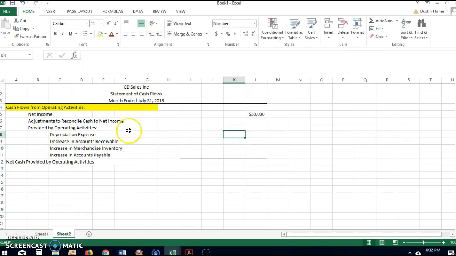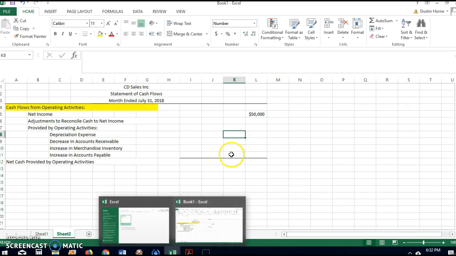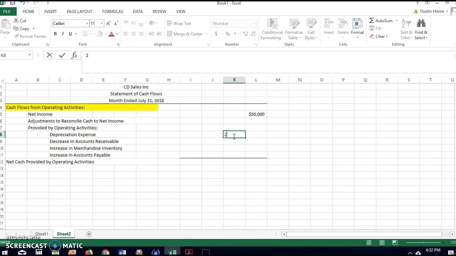Remember, depreciation expense. This expense has been subtracted out of the income already, but it does not affect cash. So we need to add it back, because we do not write a check or use cash to pay this expense. It is not a cash expense. So what we need to do is add back depreciation expense. It was $2,000, I believe.